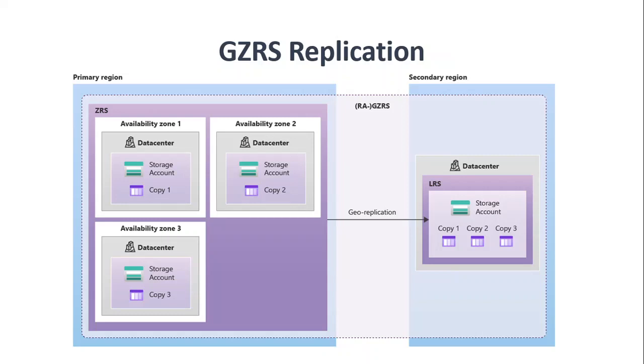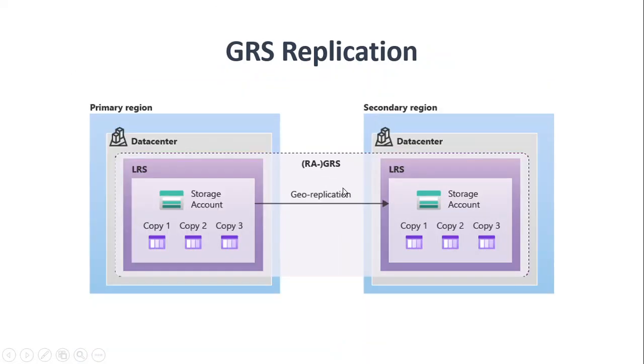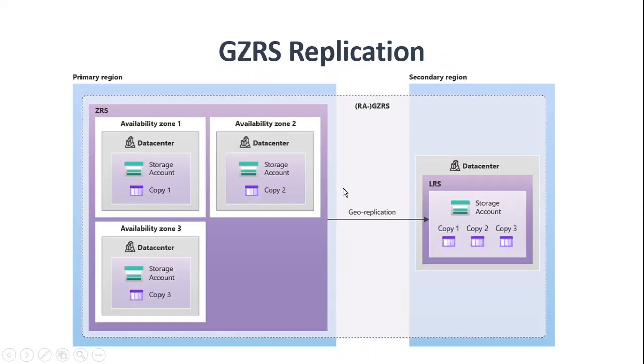One thing you might have noticed is RA. Here it says RA-GRS, and this is RA-GRS. That is read-only access to the secondary region. By default, it's not active, so either the user or Microsoft has to activate it. And once read-only access is activated, we can access this data at all times, including if an actual disaster happened.